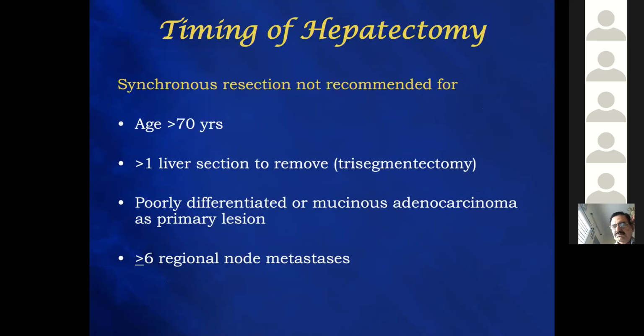Synchronous resection is not recommended for elderly people more than 70 years, if you are removing more than one section of the liver, means trisegmentectomy. Trisegmentectomy means 3 or 4 segments of the liver are removed. I will show you later about that.